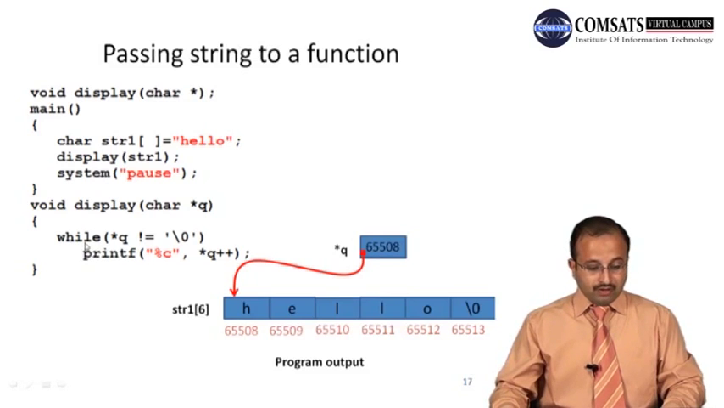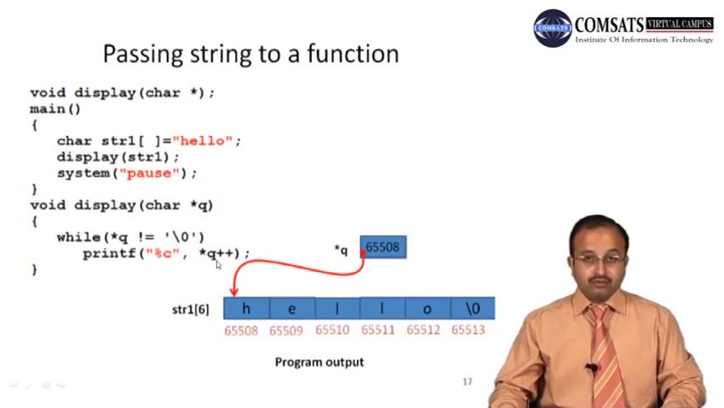So we have just a while loop over here, while *q is not equal to null. So *q is the value at address 65508, and that value is h. So the comparison is h not equal to 0. That is true. So in the printf function, this is a compound statement, *q++. Here you can see that this plus plus is the post increment operation. So first the other operation will be performed, and then the value of q will be incremented.